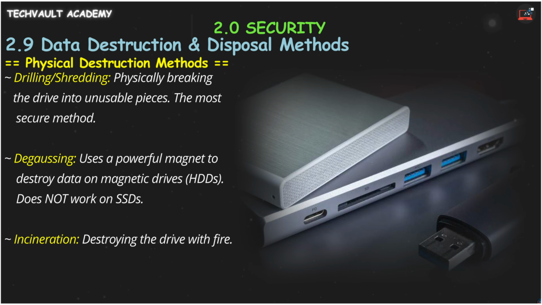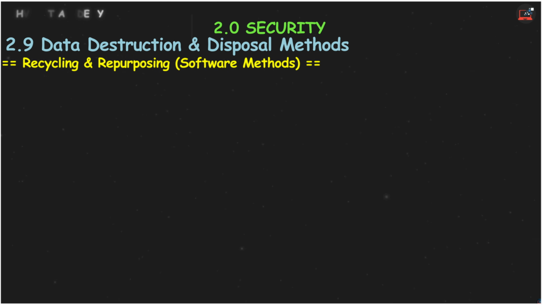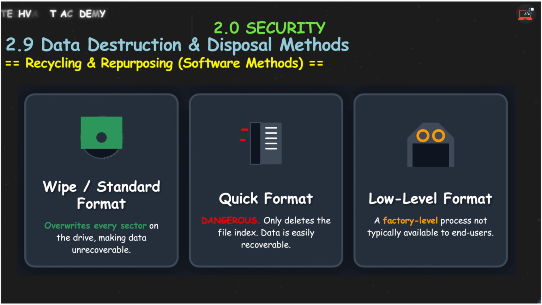But what if you want to reuse the drive? In that case, we turn to software-based methods. You can use a dedicated disk wiping utility, like the famous DBAN, which overwrites every single sector on the drive multiple times, making the original data unrecoverable. This is often confused with formatting, but they aren't the same.